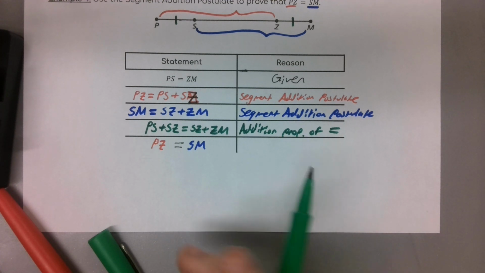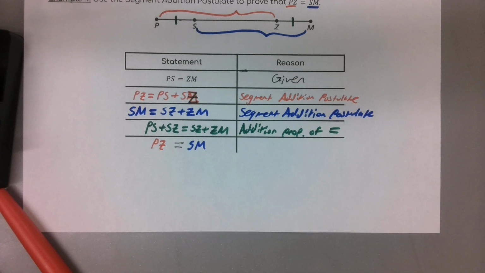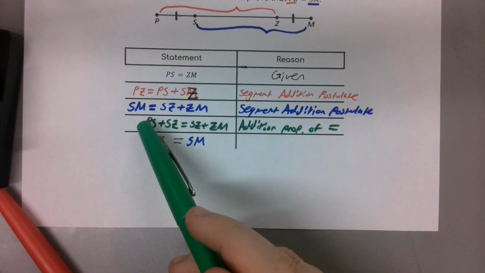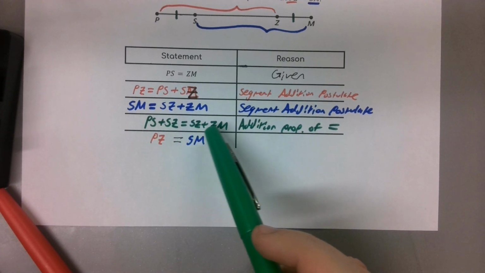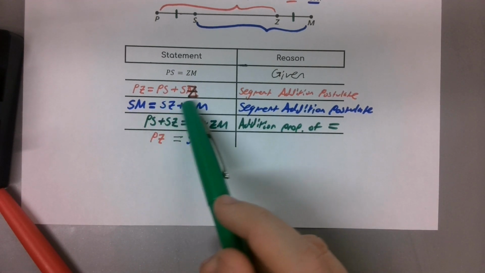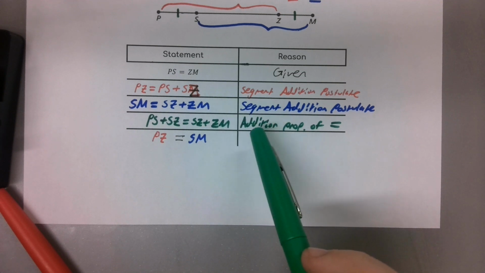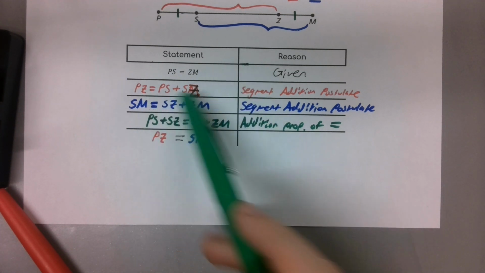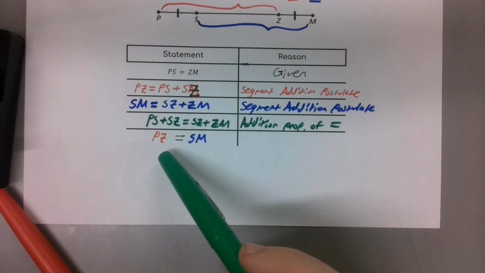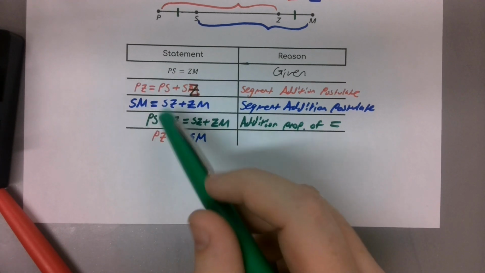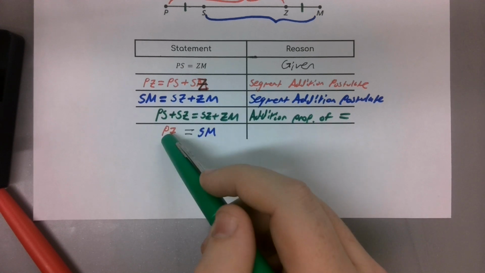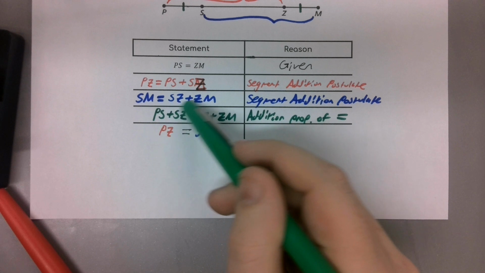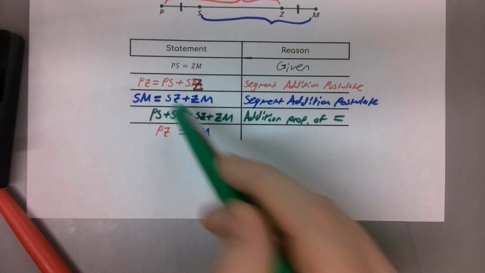I think I see how we can finish this problem. PZ equals PS plus SZ. PS plus SZ equals SZ plus ZM. SZ plus ZM equals SM. All we need to do is substitute in these values. We can substitute in PZ for PS plus SZ to get PZ. We can change SZ plus ZM into SM because that's what it equals.